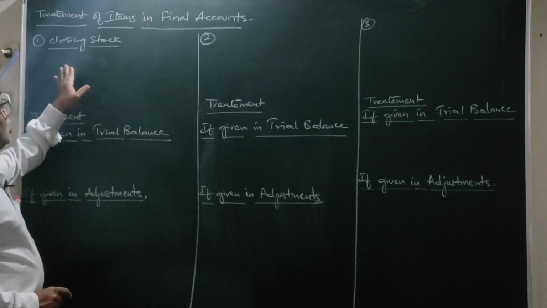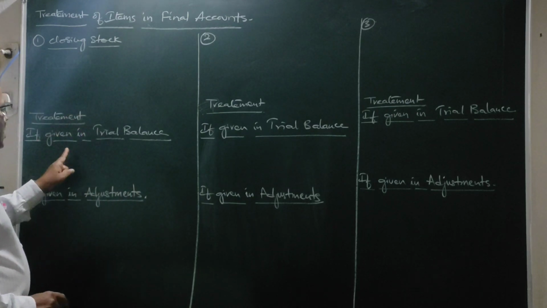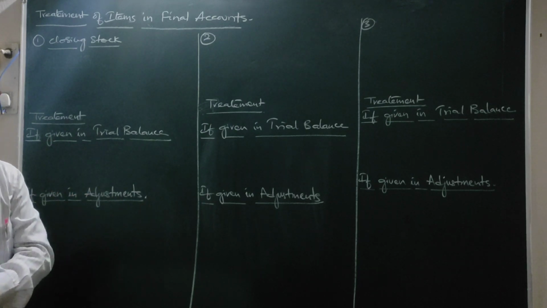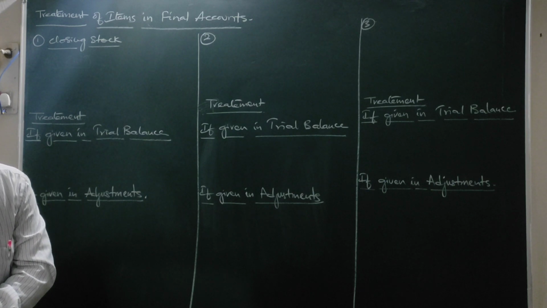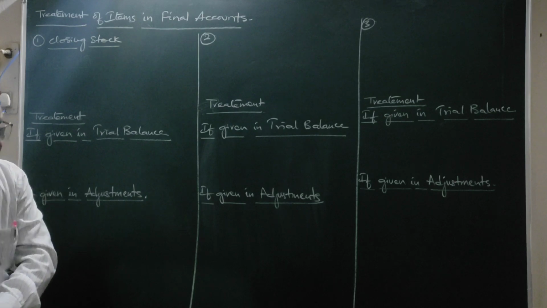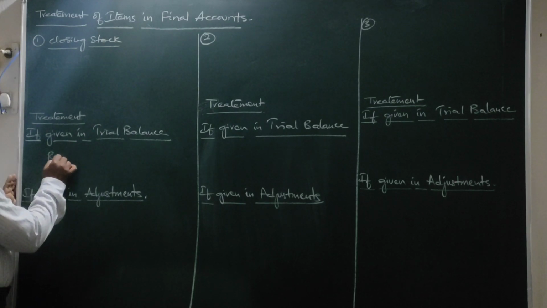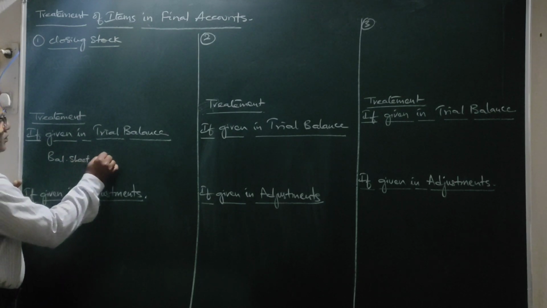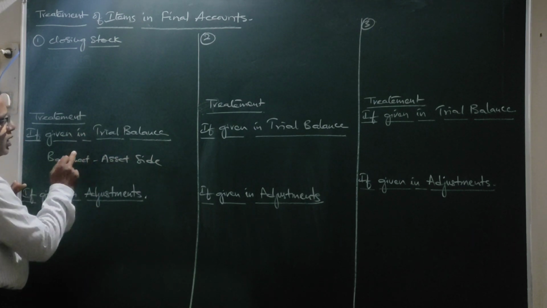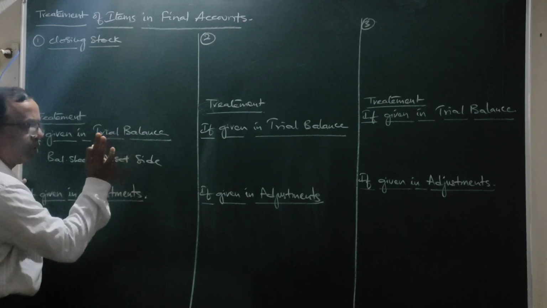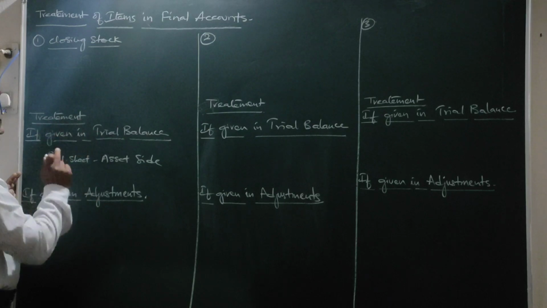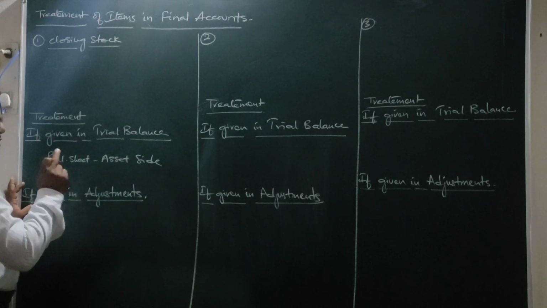If closing stock has appeared only in the trial balance, we are going to record it at only one place. Where? Closing stock will appear only on the asset side of the balance sheet. That means if closing stock is given only in the trial balance, you post it on the asset side of the balance sheet.